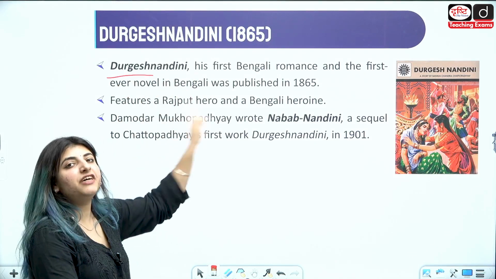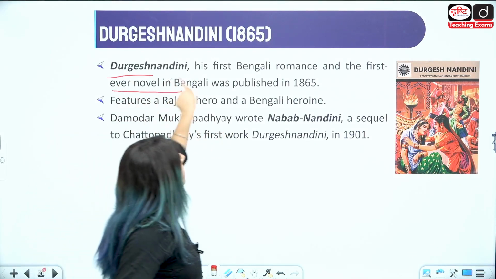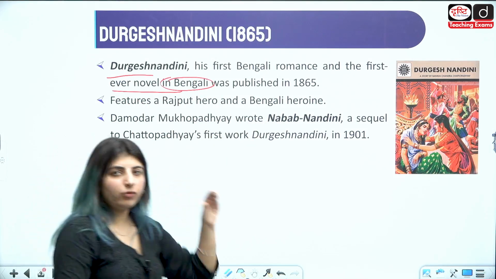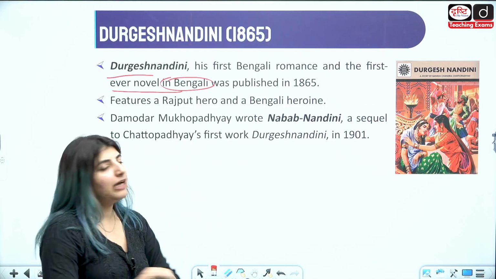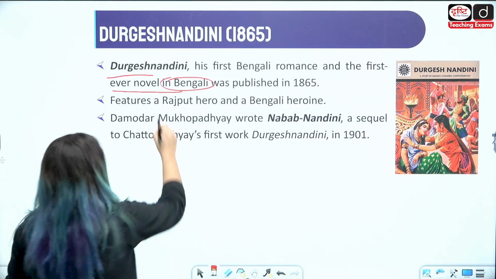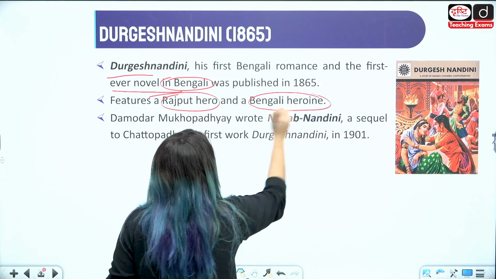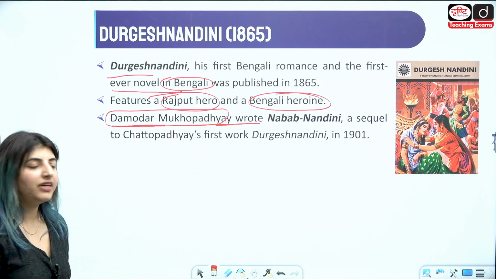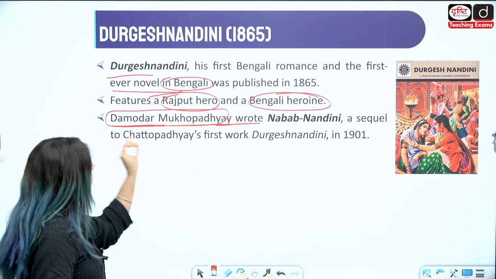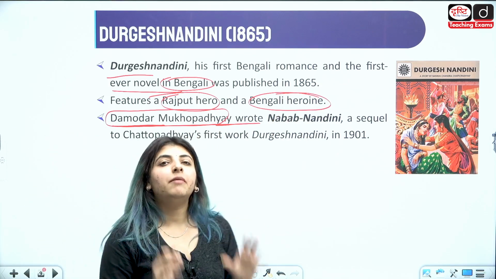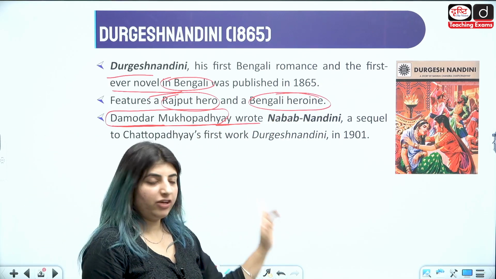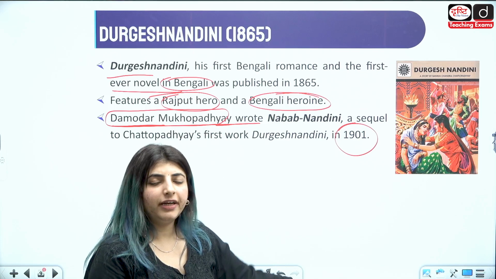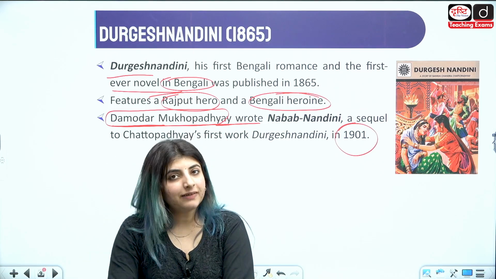Durgesh Nandini was his first Bengali romance and the first ever novel in Bengali, which was published in 1865. These are the minor facts. तो ये छोटे notes भी आप लोग बना लोगे अपने Indian writing के लिए. They are going to serve the purpose here, right? Here we see a Rajput hero and a Bengali heroine, and we need to make sure that we are noting down the name of Damodar Mukhopadhyay, because he is one such person who wrote Nawab Nandini, which was a sequel to Durgesh Nandini, right, in 1901. He is one such person. हम आगे भी एक novel करेंगे, उनका भी ये sequel लिखेंगे. So that is why it is important.